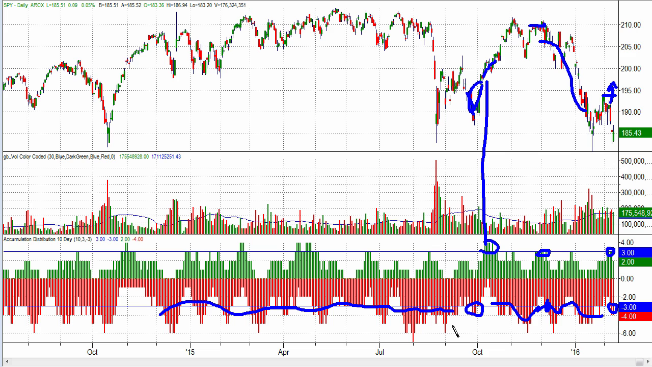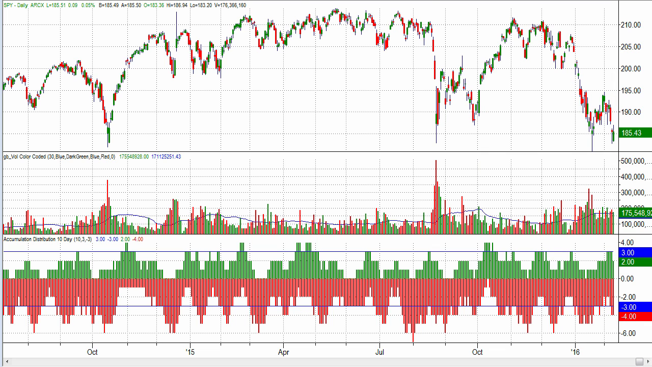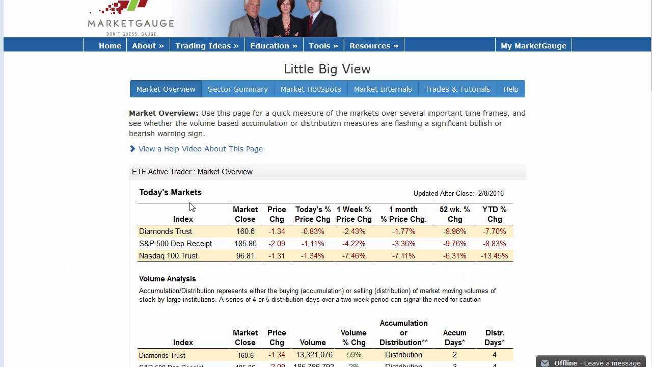So how are you going to use this if you don't have the chart? Well, one, you could go to our little big view section and you can see the accumulation number. And 2, you can just take a quick look at the chart when it's at a critical area and count back and see how many days the volume has been positive or negative relative to the prior day. Hopefully we'll get this chart up on the site at some point so you can just watch it. But in the meantime, you can see the accumulation or distribution number right here on our site.